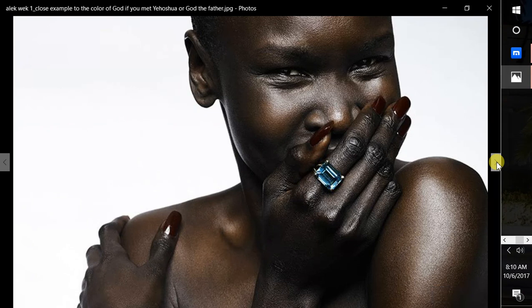Here is Alek Wek. Alek Wek is a model, a Sudanese model. I believe she's from Sudan. If I'm right, please correct me. Alek Wek is not a transgender. She is the sex she claims. And I put this picture up and I put a notice up here to say that this is a close example of the color of God if you met Yehoshua or God the Father.